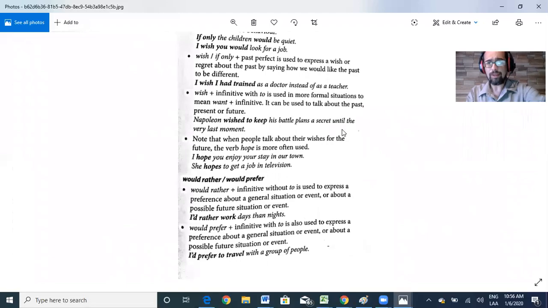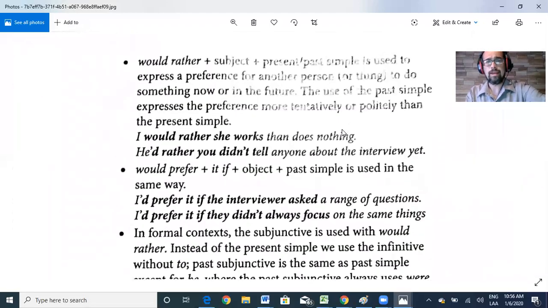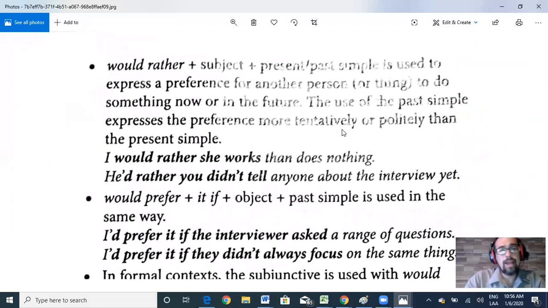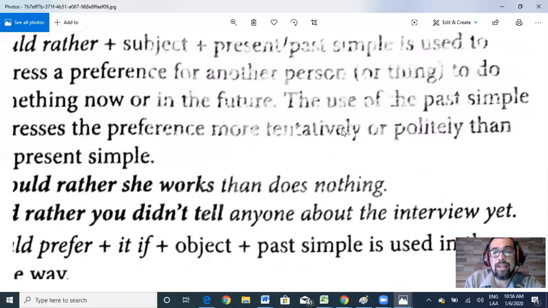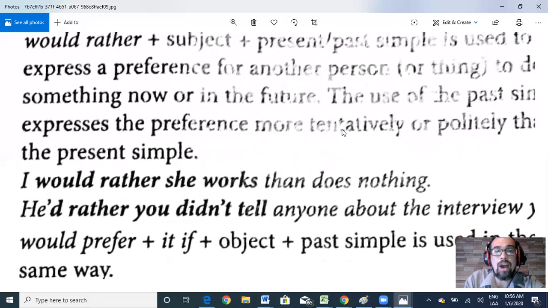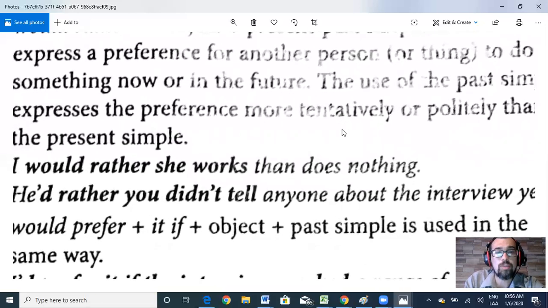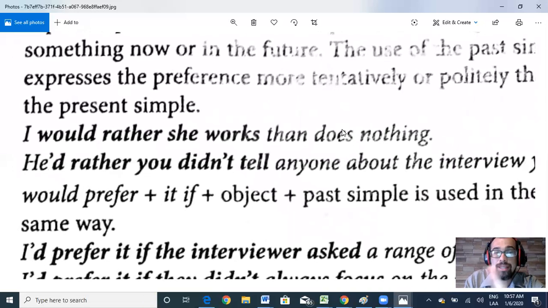Okay. Now let's go to the other part of this grammar, wishes and regrets, that we're seeing. Now, would rather plus the subject plus present or past simple is used to express a preference for another person or thing to do something now or in the future. The use of the past simple expresses the preference more tentatively or politely than the present simple.